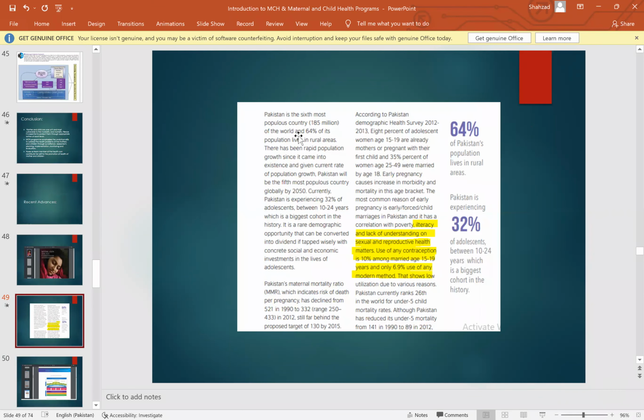Pakistan is the 6th most populous country of the world. 64% of its population lives in rural areas. And Pakistan will be the 5th most populous country globally by 2050. So there are 64% of the population living in rural areas, and Pakistan has 32% adolescents between 10 and 24 years, which is the biggest cohort in its history.